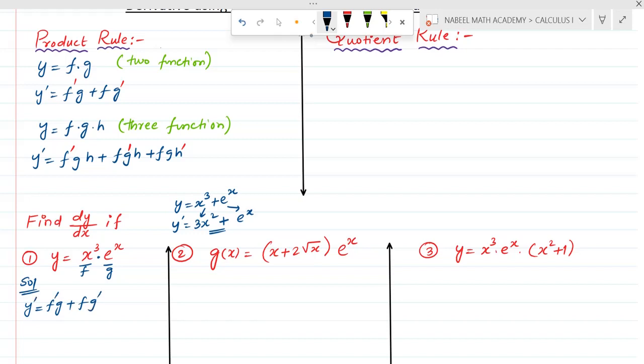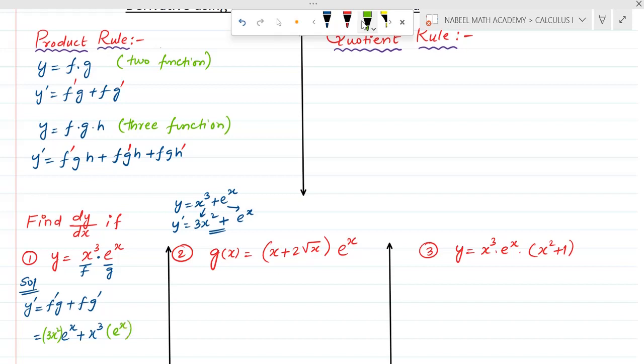Let us go with this part. What is the first one here? The differentiation part, the fixed part, I write it first. Here g is fixed, here x cube is fixed. Now what is the derivative part here? The derivative part is f. F differentiation is 3x square. And here what is the derivative for g? E power x is e power x.